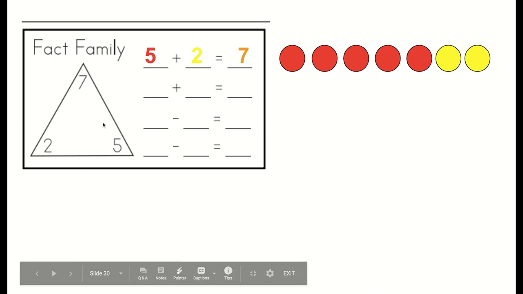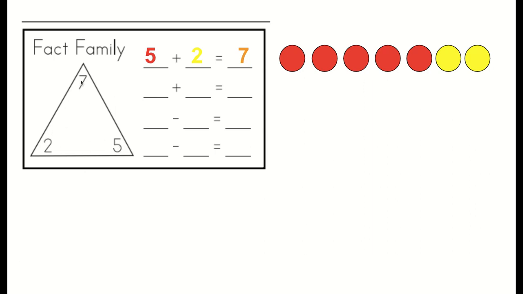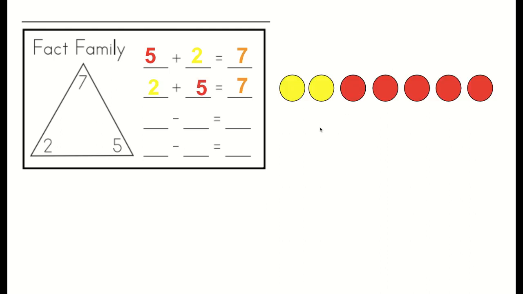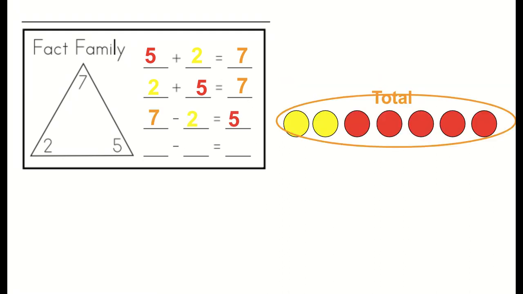The fact family has the numbers 5, 2, and 7. We'll start out by saying 5 plus 2 is 7. 2 plus 5 is 7. Then you look at the total number.